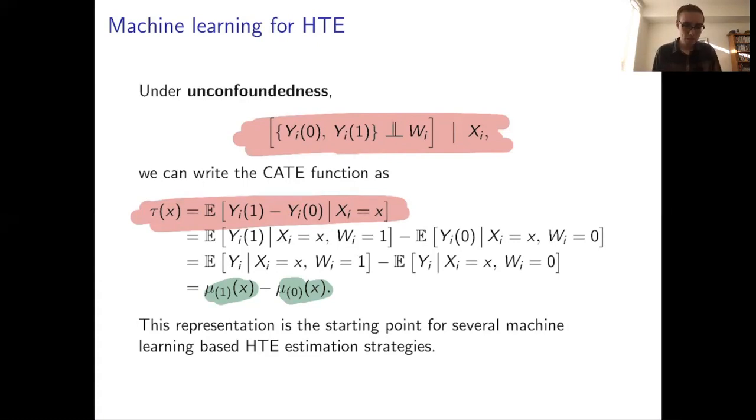So the point here is that these two problems, mu1 of X and mu0 of X, are just non-parametric regression problems. So we could attempt to learn how to predict Y from X and W directly, and then learn mu1 of X and mu0 of X, take their difference, call that an estimate tau hat of X, and this would obviously be consistent given enough data.